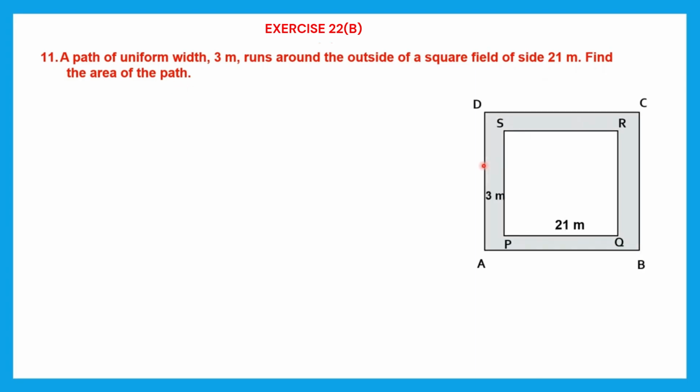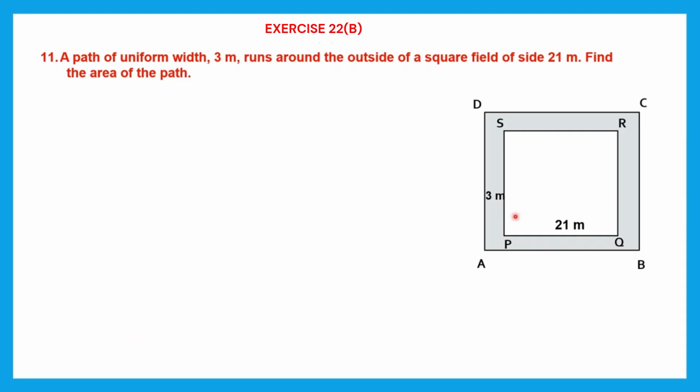Okay, so now we have a figure like this. Now here they are saying there is a path here. Can you see the lightly shaded portion? That is the path and the width is 3 meters on all sides. Now this runs outside of a square field. So this is the square field and the path is outside the square field and the side of the square field is 21 meters. Now we have to find the area of this path.